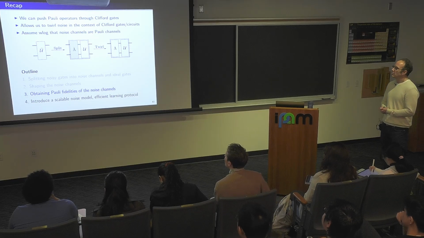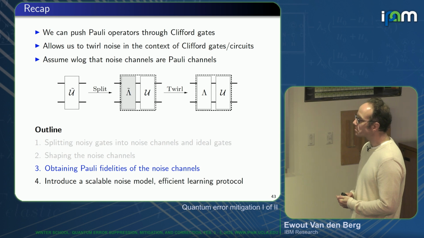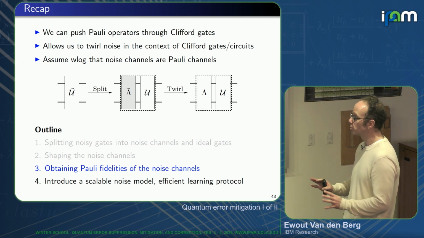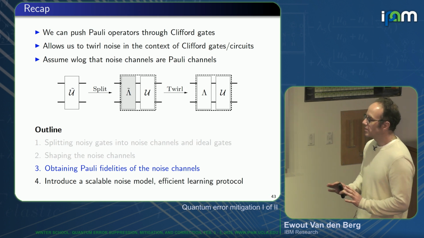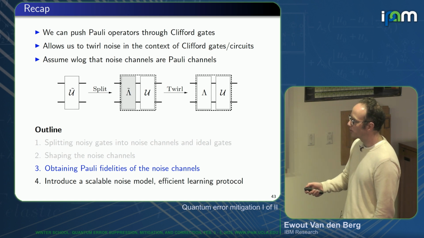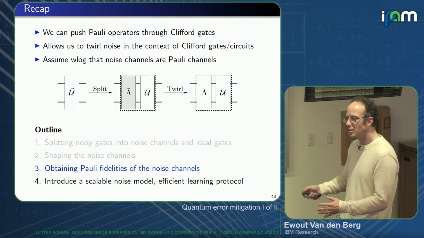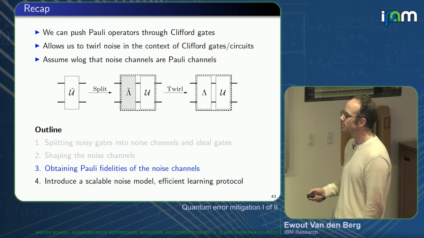Okay, so we can now push the Pauli operators through the Clifford gates, and this allows us to twirl the noise in the context of the Clifford gates. And that's why, without loss of generality, we'll just assume that it has already been twirled. Now, of course, in practice you still need to do it, but just for simplicity, we'll say that this is now a Pauli channel.